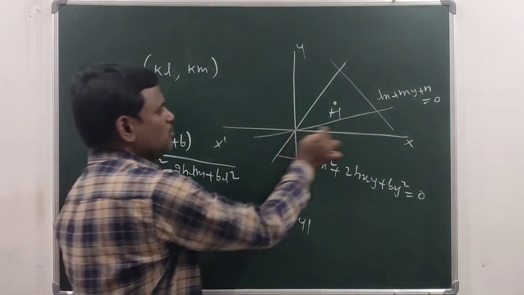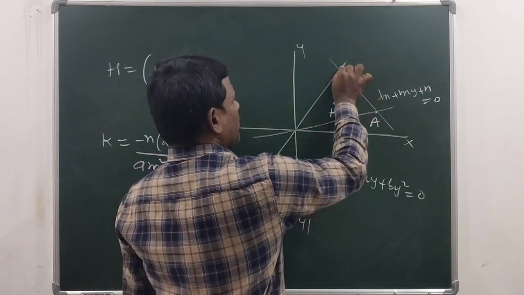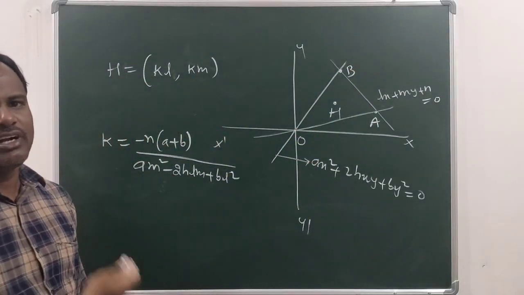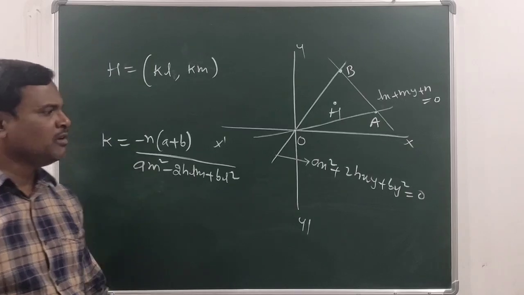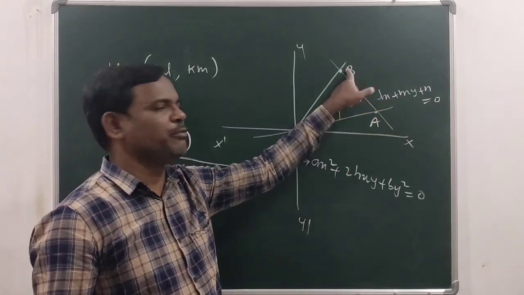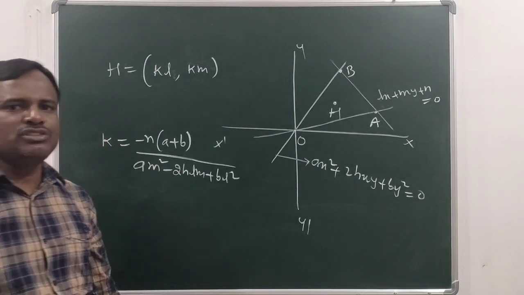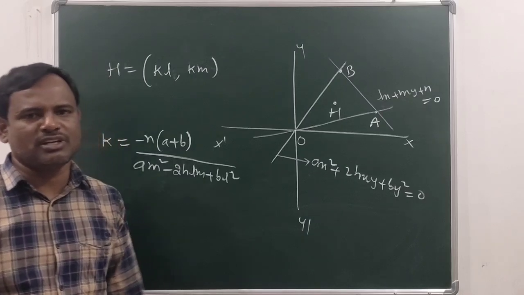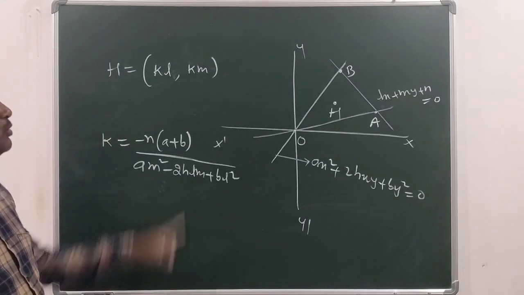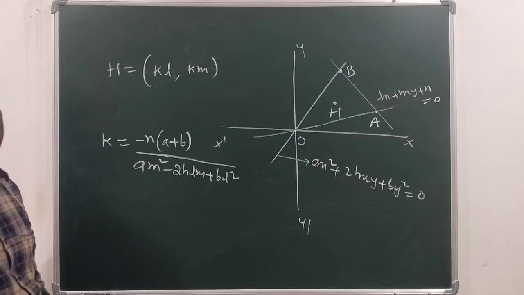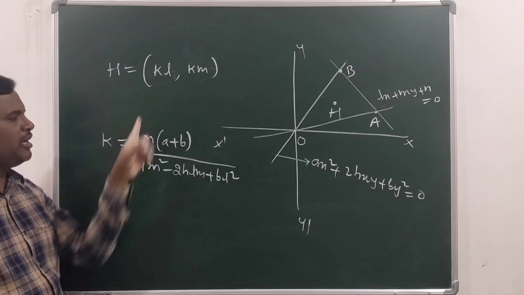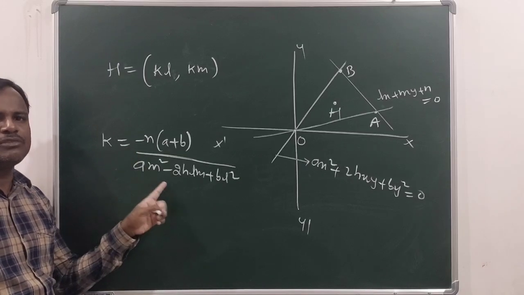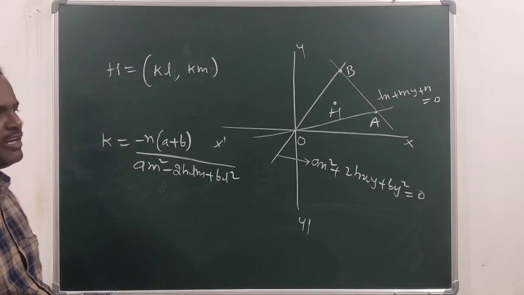If you know the vertices O, A, B, then how to find the orthocenter you know. You learnt in the straight lines chapter. Solve these two equations and get A and B and follow the regular procedure so that you can find the orthocenter of the triangle. Otherwise, use this formula: KL comma KM, where K is given by minus n into (A plus B) by (AM square minus 2HLM plus BL square).